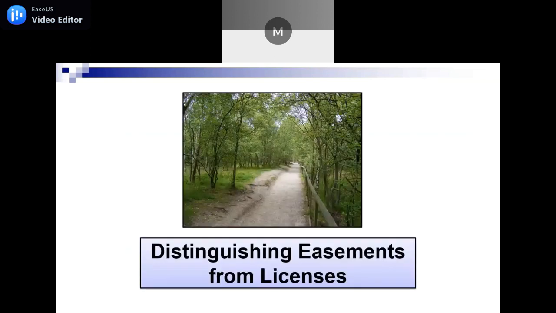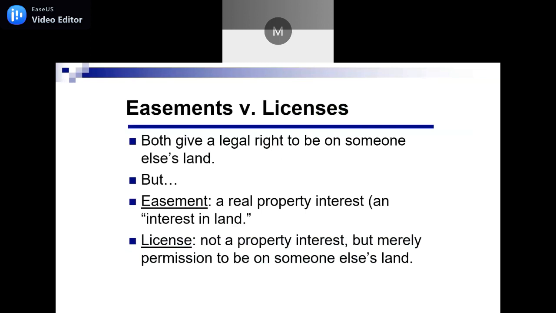Now, we're going to spend a few minutes at this point discussing the difference between easements and licenses. Both an easement and a license give someone a legal right to be on somebody else's land. But an easement is a real property interest. That is, it's an interest in land. It's a property right. A license, on the other hand, is not a property interest. It's simply permission to be on somebody else's land.